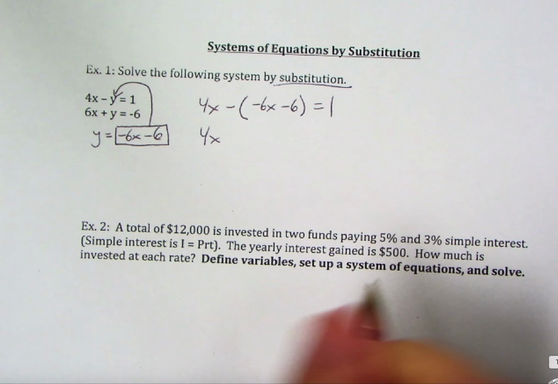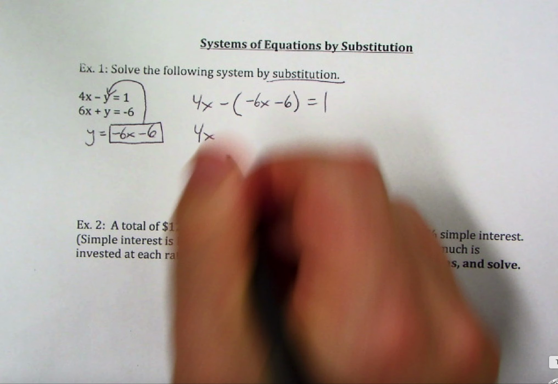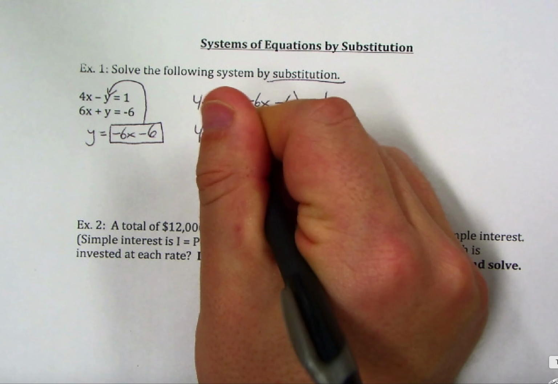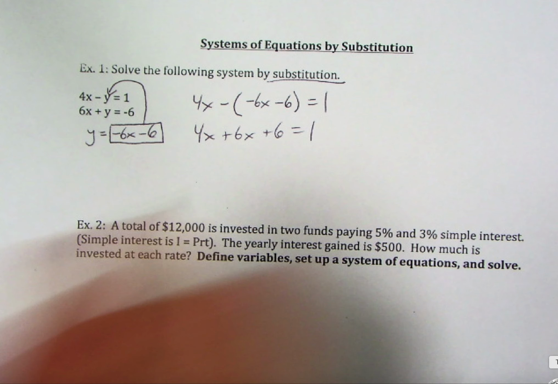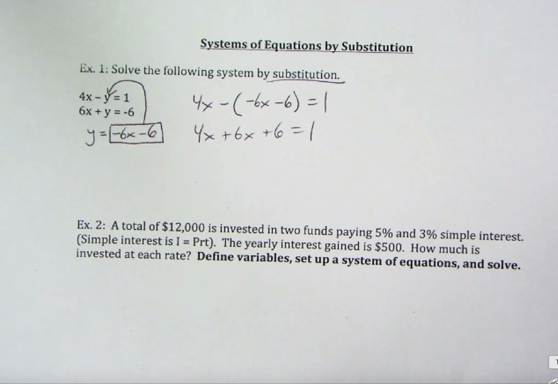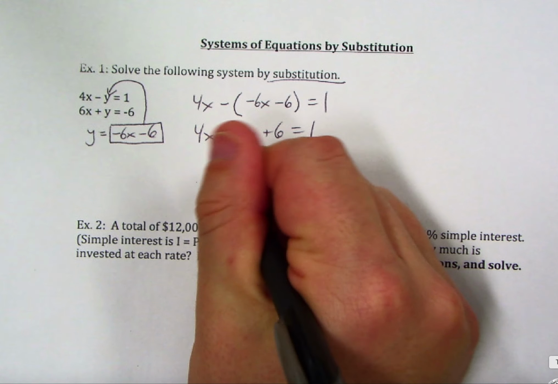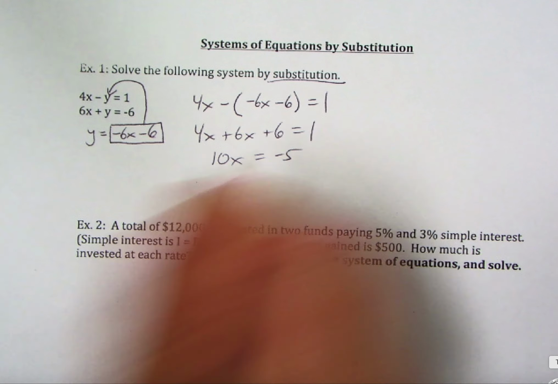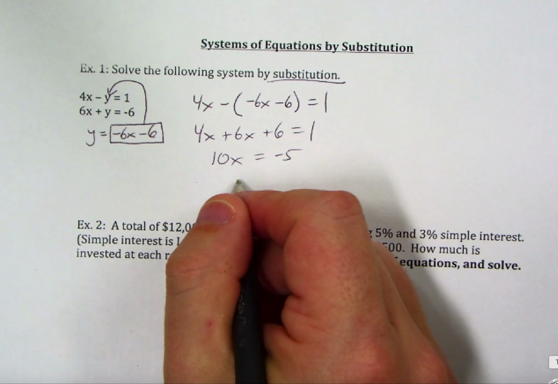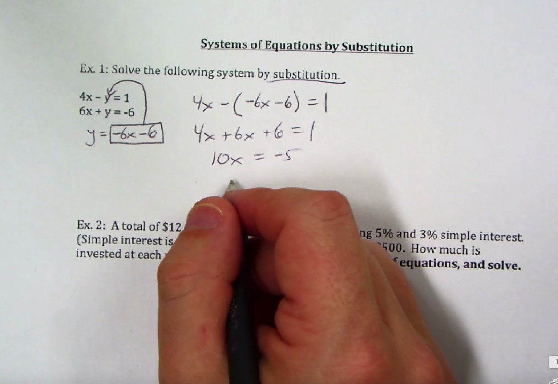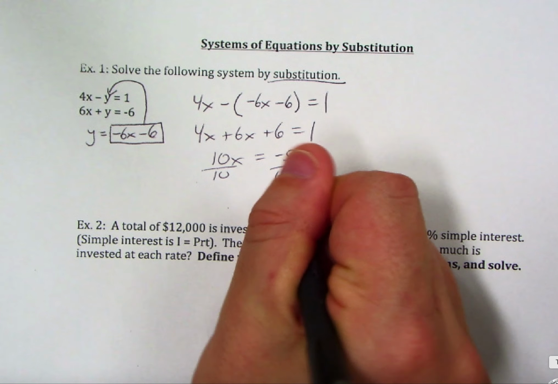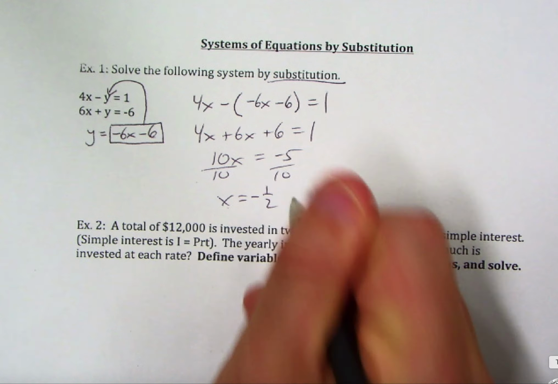So 4x, distribute the negative, so plus 6x, plus 6. Combine like terms, so 10x is negative 5, subtract the 6. Divide by 10. Your brain is going to want to say negative 2, but remember, when you divide by 10, x is negative 1/2.